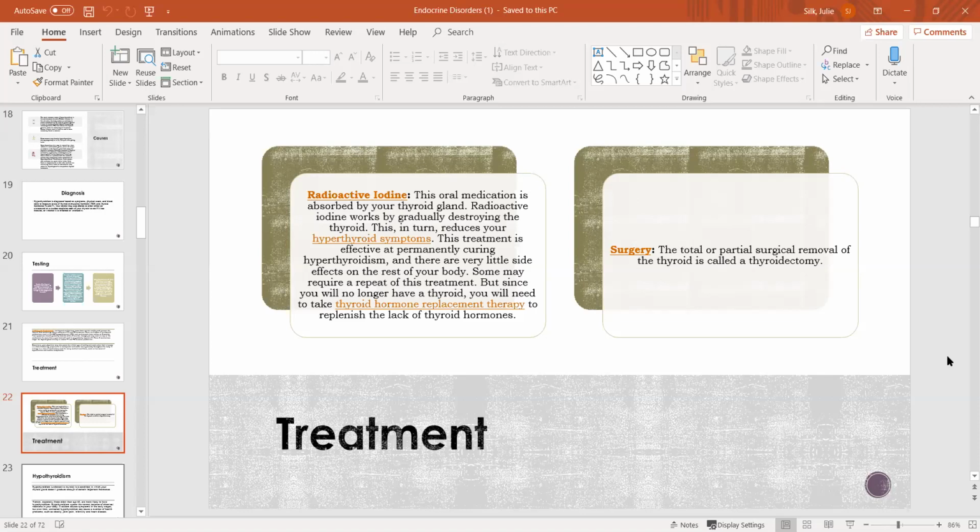Other things, when we're looking at labs, if someone has hyperthyroidism, they're going to have increased levels of T3 and T4 and decreased levels of TSH. And that would indicate that they have this.